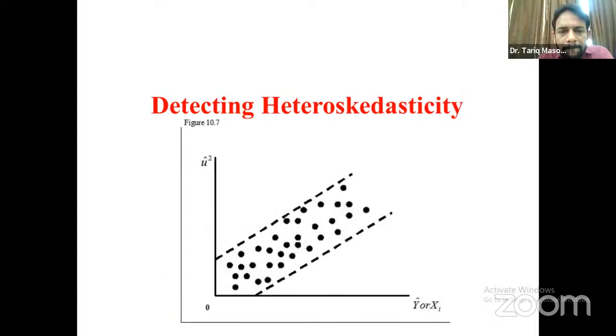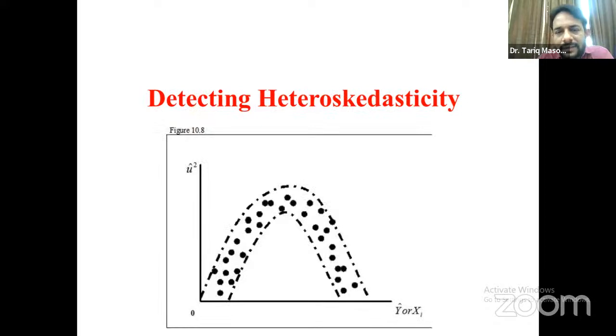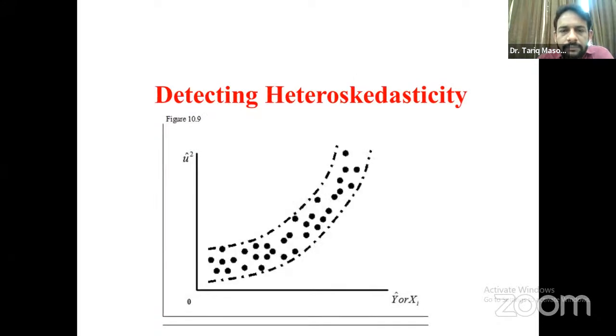Now here again, variability is the same, so this is a homoscedastic case. There is no change in variability. Even in this case, there is no change in variability. Variability is almost the same. Although there is a turning point, the variability is almost the same. It is within the range.